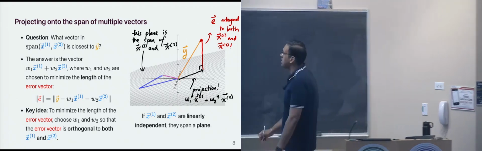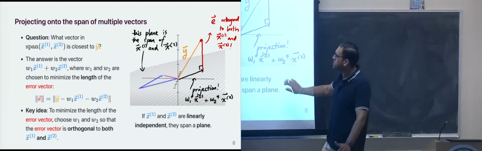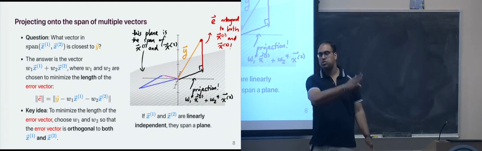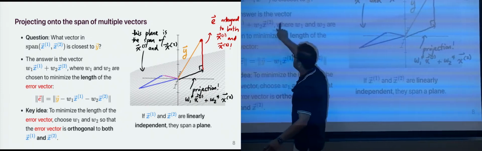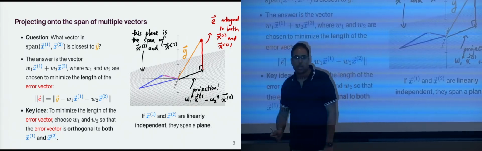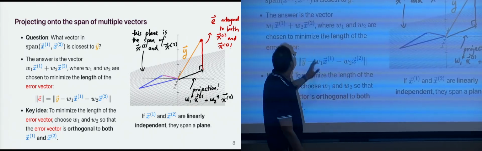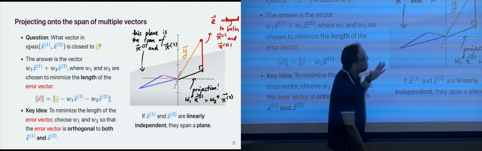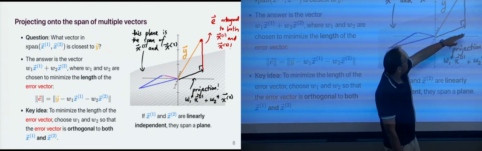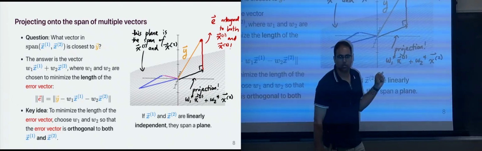Okay, that's saying, hey, any vector on this plane is of the form w1 x1 plus w2 x2. That's what I have here. All the vectors in this plane look like this. My question is, what is the best w1 and the best w2? Well, it's the w1 and w2 that make it so that the error vector is orthogonal to this plane.